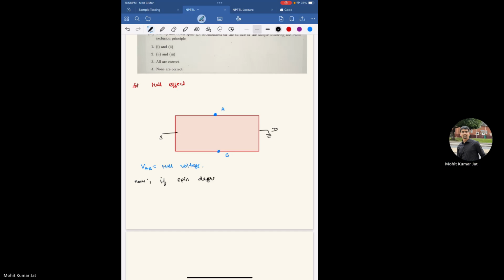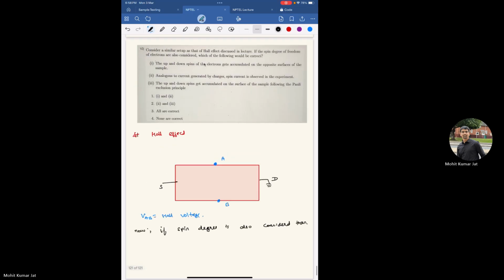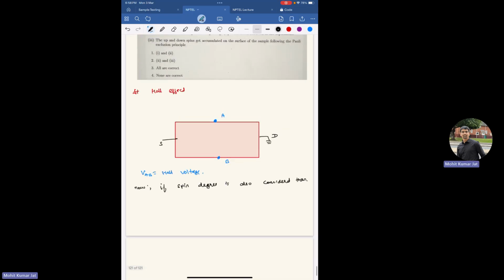Now, if spin degree is also considered, then under strong spin orbit coupling, that is k dot sigma equals a constant, where k is momentum and sigma is spin, this is momentum spin locking. Okay.